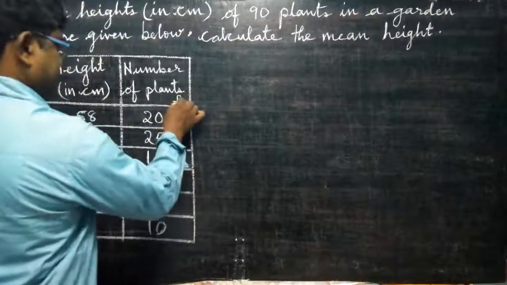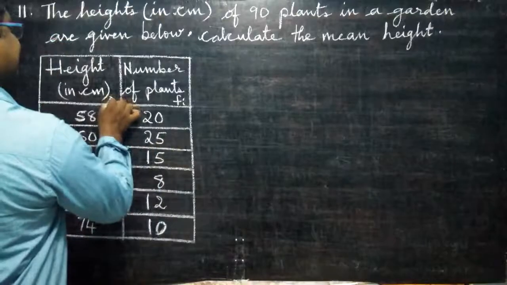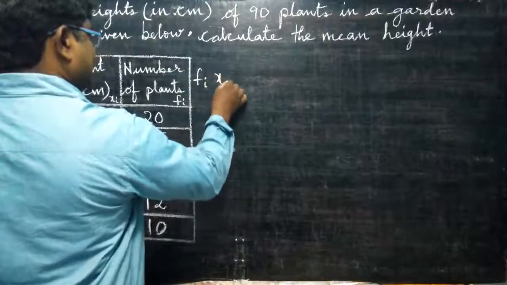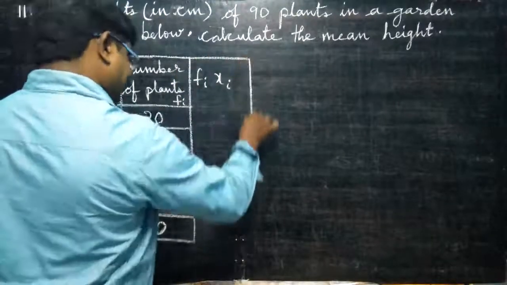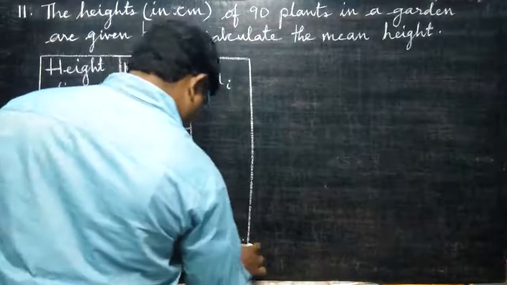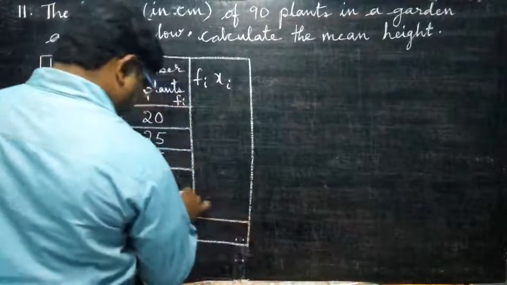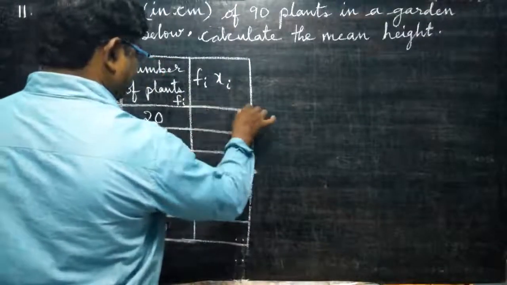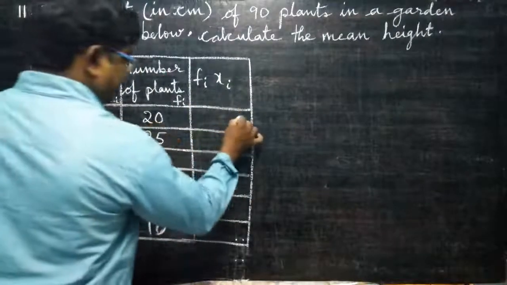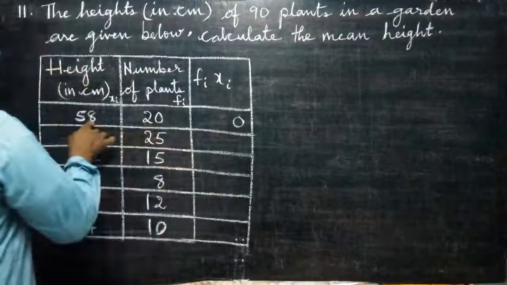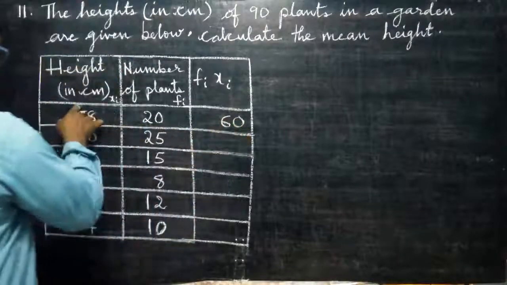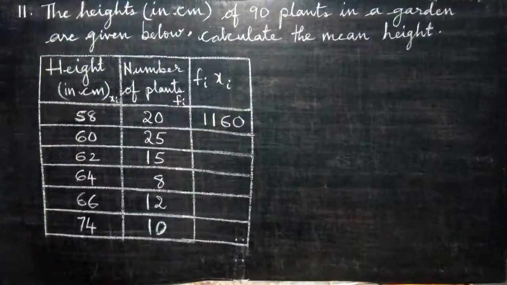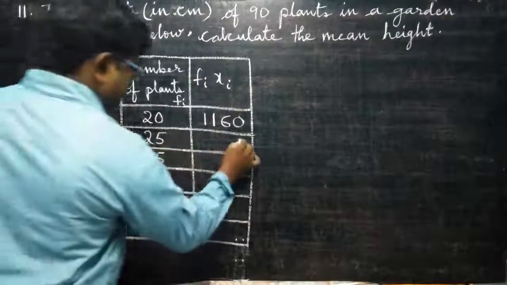Now this is frequency Fi and this is Xi. The next third column is Fi into Xi. We are going to multiply. This is very important, and you have to take care in multiplication. Carefully you have to be. Multiplication is very important. 0 is there, write 0 first. 2 8s are 16, here 6, 1. 2 5s are 10, 11. So 1160.